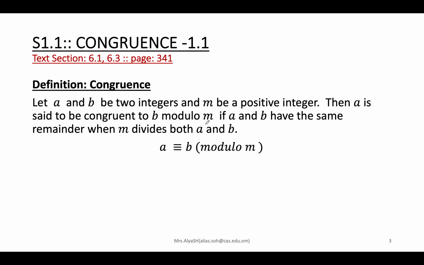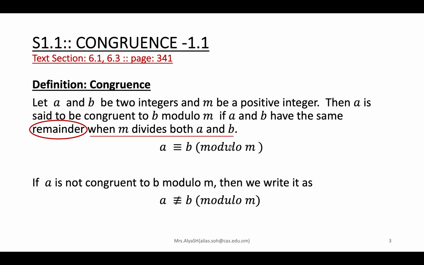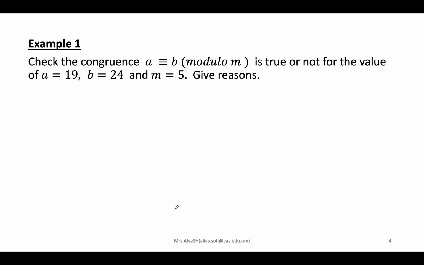So what I mean by this: when I say A is congruent to B modulo M, it means that when M divides both A and B, I should get the same remainder. Otherwise, we can say that A is not congruent to B mod M, and it's written as you can see here. All right, now let's check one example to find whether A is congruent to B mod M.